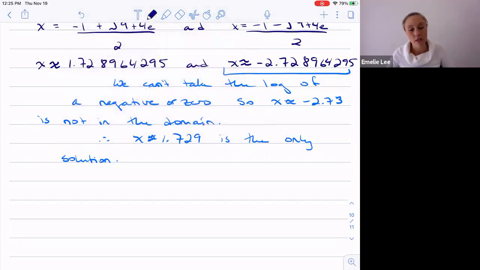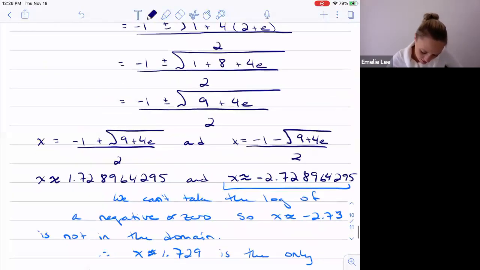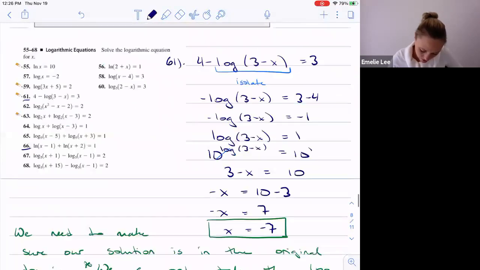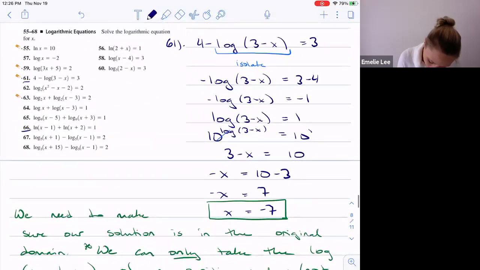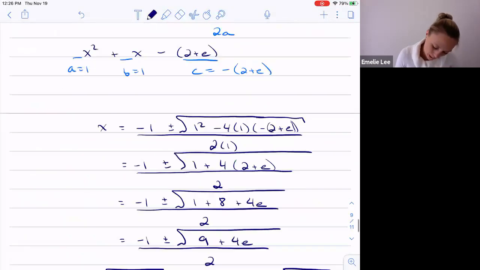Woo-hoo. So you might have to incorporate the quadratic formula to solve these problems, right? And that's okay. That was a long one. How about we do 67?